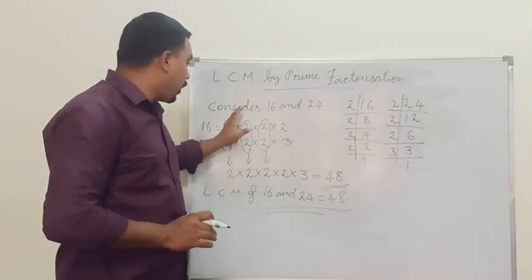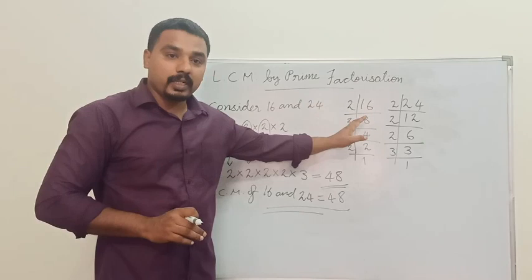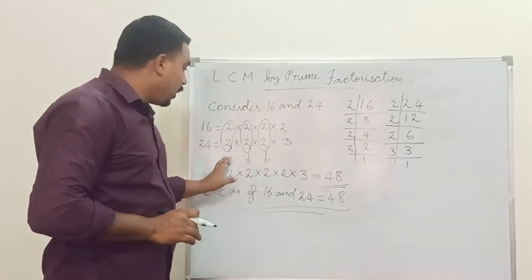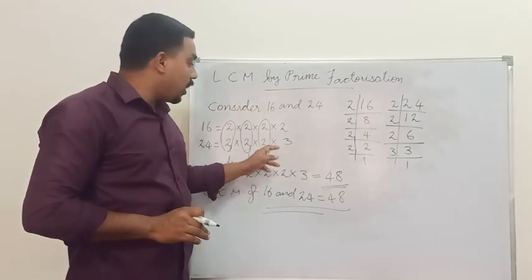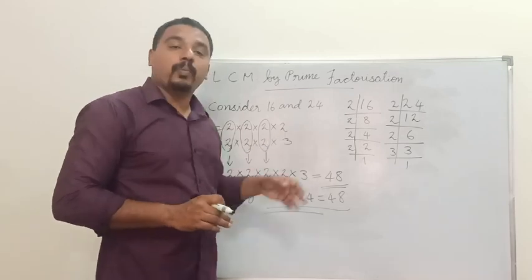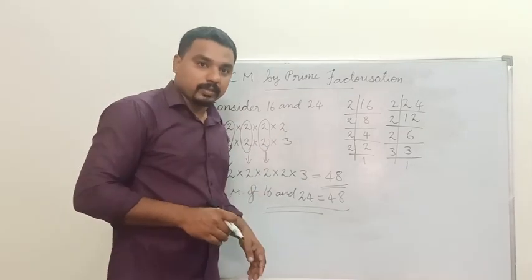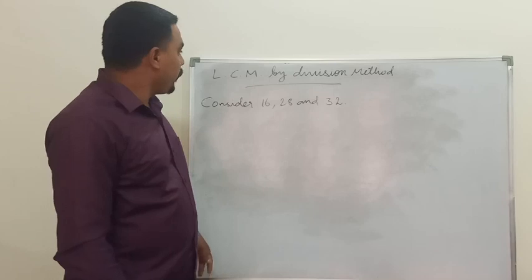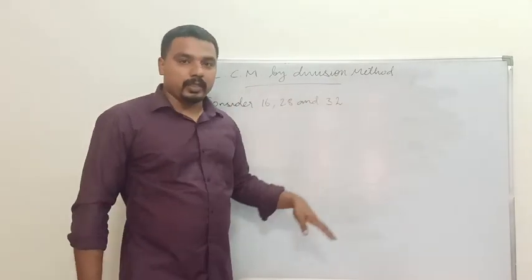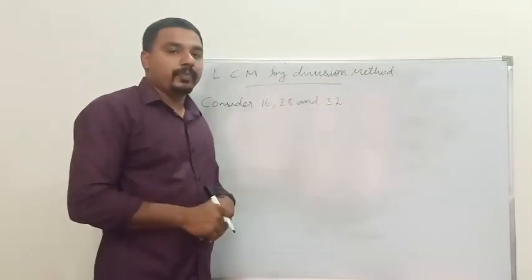This is also very easy. We have to factorize the given numbers using the division method. Then multiply all the groups and other prime factors also. Okay. LCM by division method. Okay, it is also very easy.